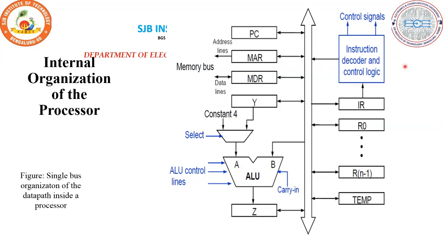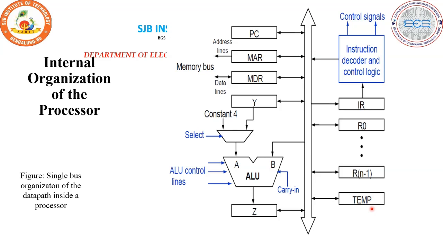These are the control signals used by the instruction decoder and the control logic. The fetched current instruction is given to the instruction decoder, because it is in coded form and has to be converted into a machine level language, and that is done by the instruction decoder. And this is the general purpose register, R0 to Rn-1, which is a temporary storage area. Let us discuss these one by one.